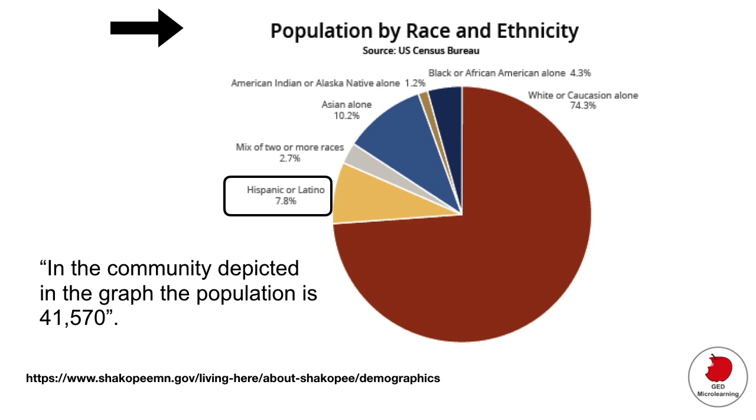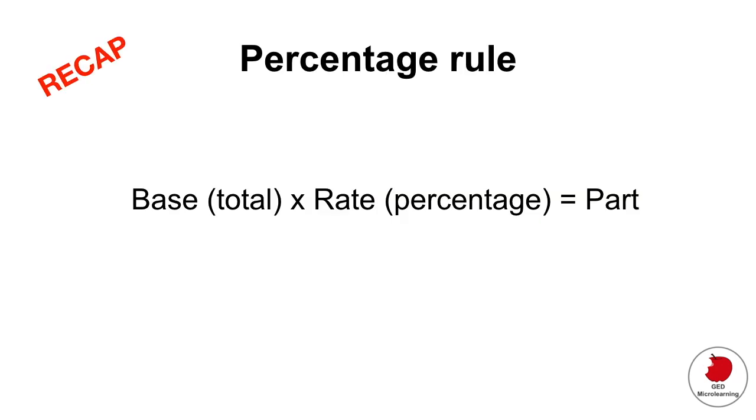So what you would do is look at the different slices of your pie graph and select the Hispanic or Latino population. You can see here that out of the whole pie, 7.8% are Hispanic or Latino. And then the other piece of information that you require to answer the question is actually in the question itself, right? It's telling you that the total population is 41,570. So how do you answer this question?